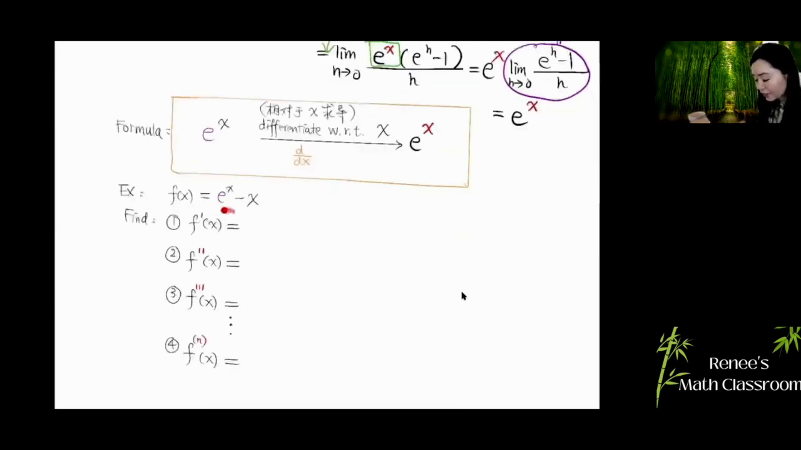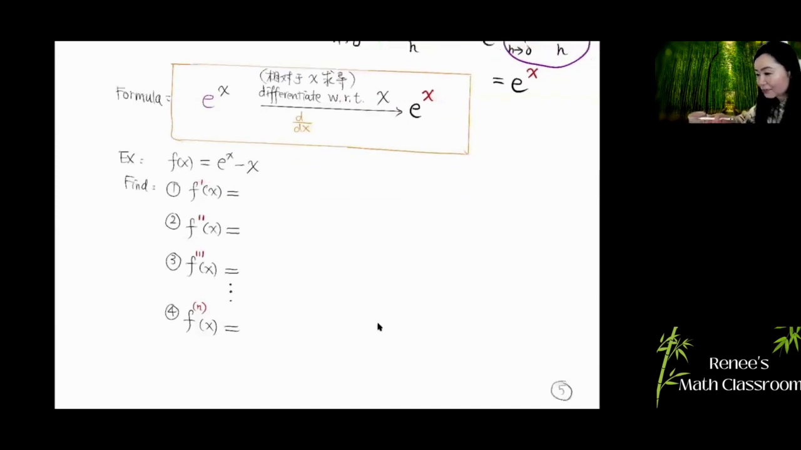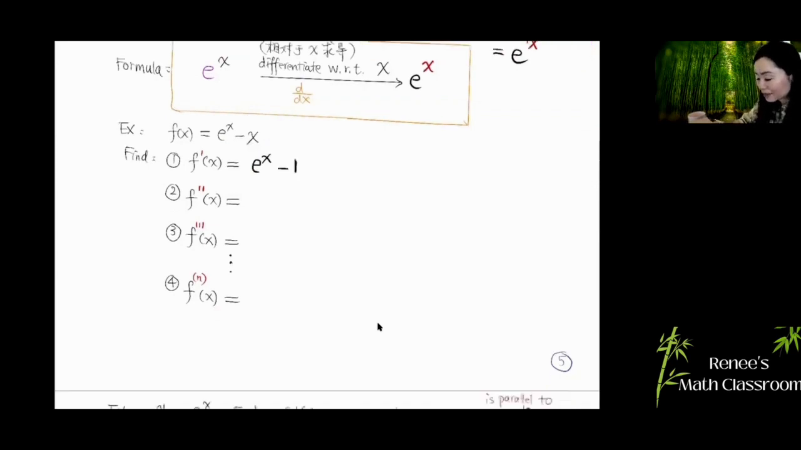Now let's try this example: e to the x minus x. Let's take the first derivative. Differentiate this with respect to x. What do we get, everyone? The derivative of e to the x is e to the x itself, so we get e to the x over here. What's the derivative of negative x? Negative 1.